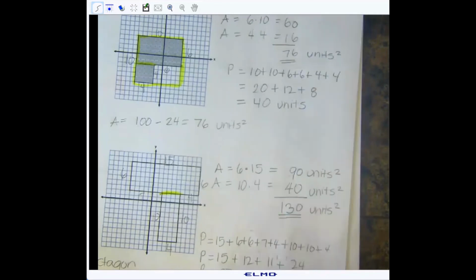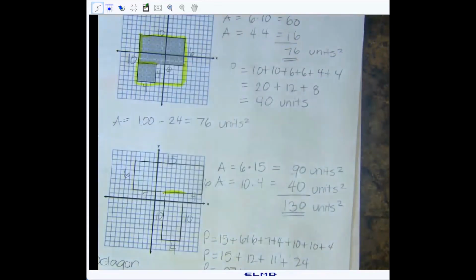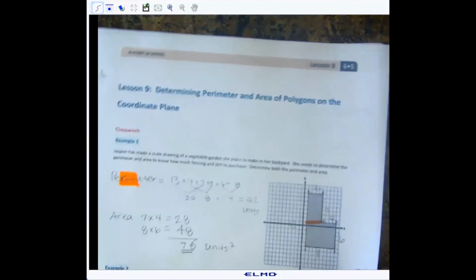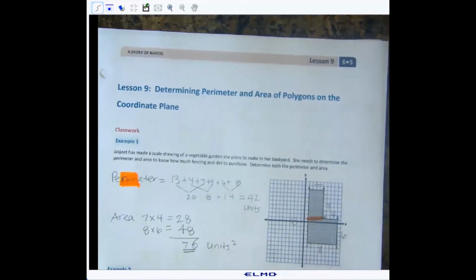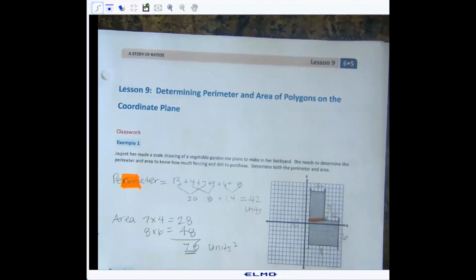So area is how much space a shape takes up. Perimeter is the distance around the rim of the shape. So it's important to keep those two concepts separate. You guys need lots of review on that because it's easy to get them mixed up. Perimeter would be how much fence do I need to go around my vegetable garden. Area would be how much dirt do I need to fill in that garden.